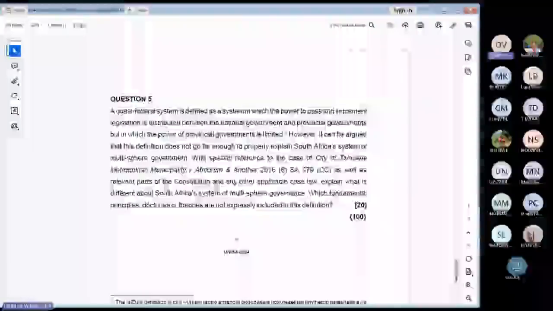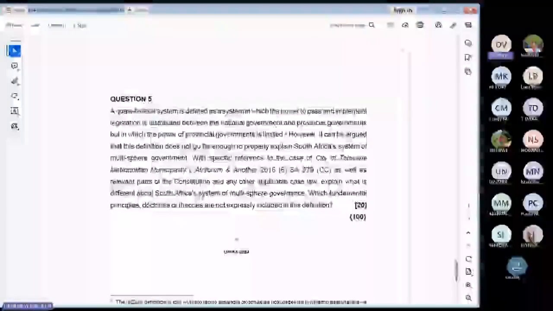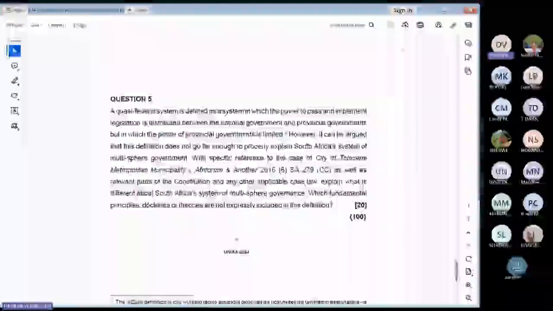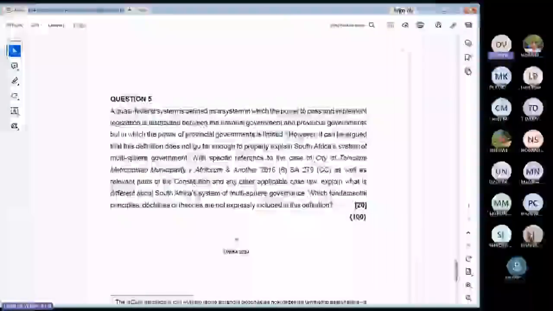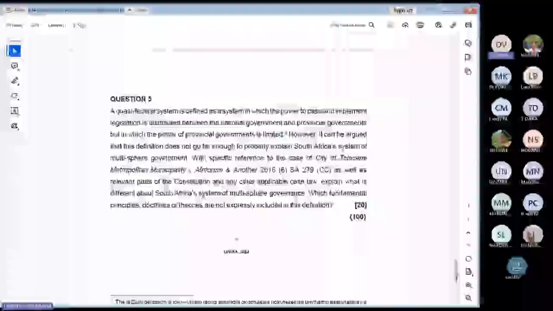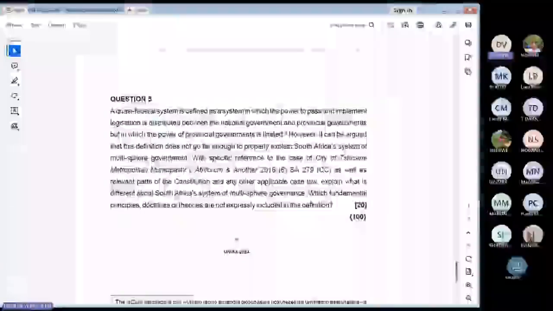I'll give you the first one. The first part of this question is talking about a quasi-federal system. In other words, it's a type of federal system. That's a particular question that they've asked us, so that's the one component of this question. There's at least one more, maybe two if we divide the last one up.